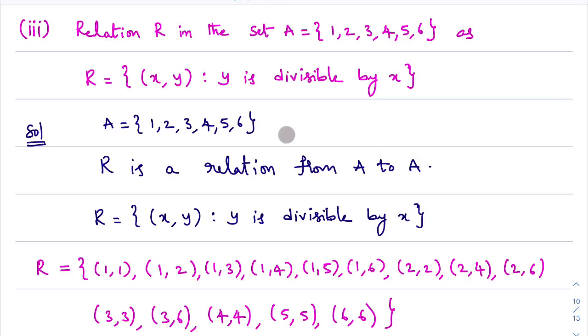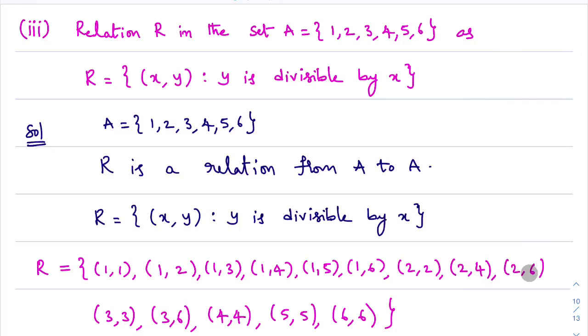Now the next ordered pair in A cross A, (2, 1). Is 1 divisible by 2? Take 1 and divide by 2. No. So the ordered pair (2, 1) does not belong to this relation. Next (2, 2): is 2 divisible by 2? Yes. (2, 3): is 3 divisible by 2? No. Next (2, 4): is 4 divisible by 2? Yes, that's why I wrote it here. (2, 5): is 5 divisible by 2? No, that's why it's not written here. Next (2, 6): is 6 divisible by 2? Yes.